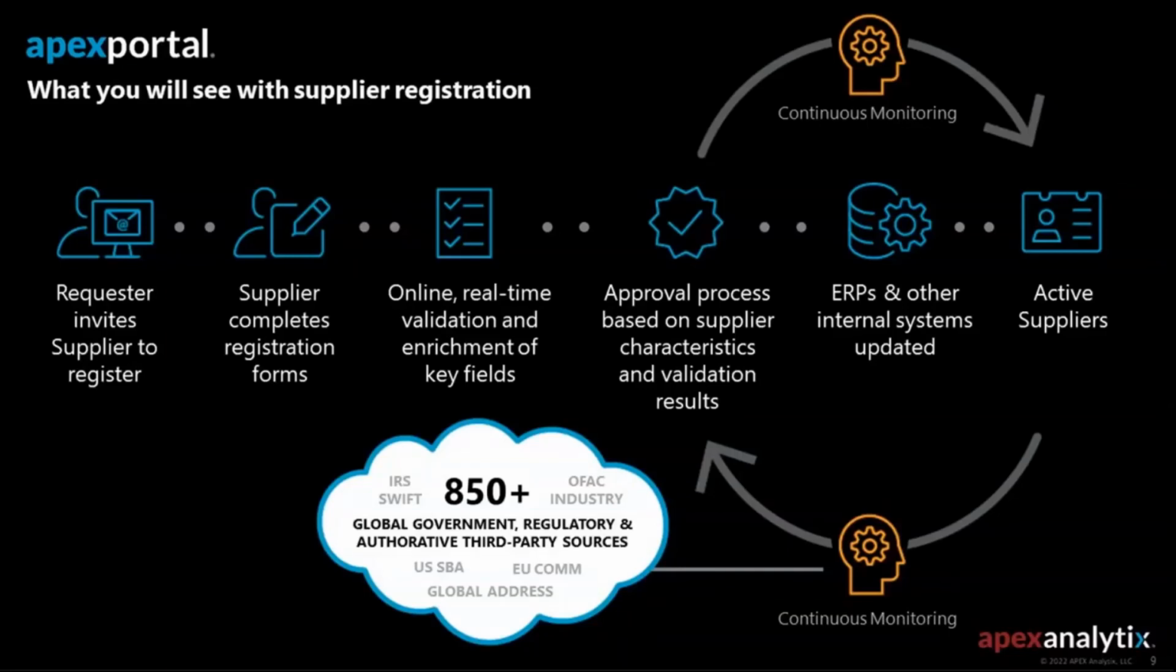Nancy wants to know, what type of encrypted information exchange does Apex Portal allow? Sure. All data that we exchange with our clients or with your suppliers is encrypted. So data at rest and data in transit is 100% encrypted. Examples of sensitive data that we exchange are tax IDs, addresses, bank account numbers, email addresses, and so forth.